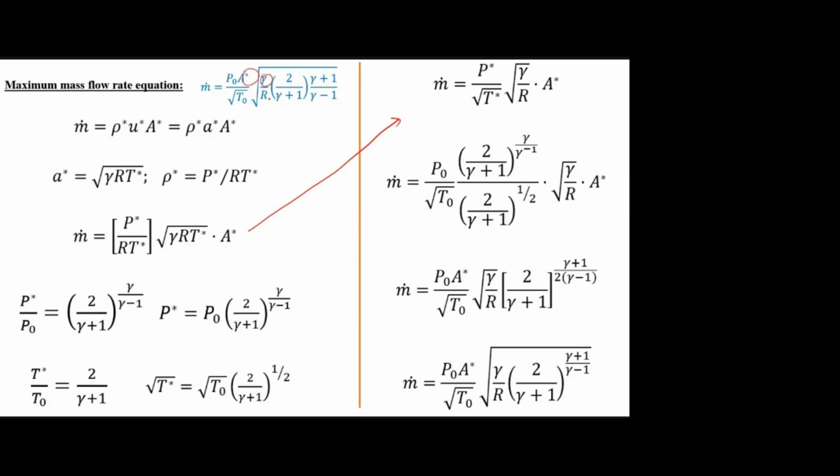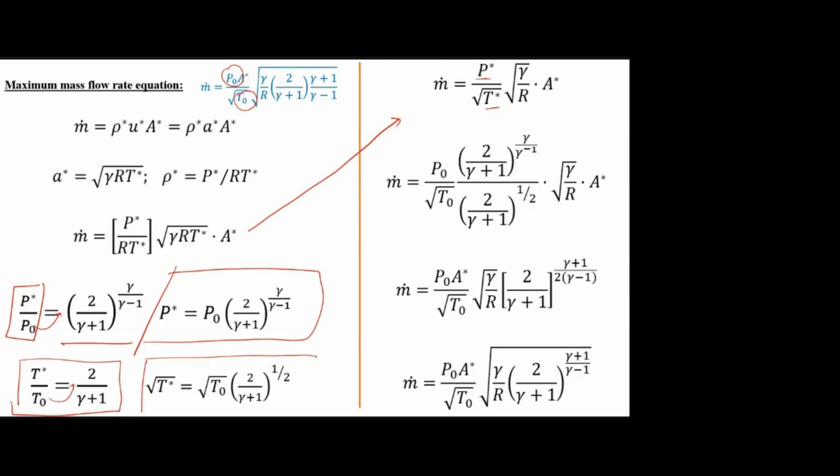So A star is there, gamma is there, R is there, but I don't want this P star, T star. Instead I need P naught, T naught. Again, the nozzle everywhere we are considering isentropic, so we know the relation between P star and P naught, T star and T naught. P star by P naught is this one from the isentropic relation. If you take P naught to this side, you will get this equation. Then T star by T naught: again if you take T naught to this side, you will get this equation. But here I have root T star, so they have taken root on both sides. Here instead of root they are taking power 1 by 2. So instead of P star, I'm having P naught, and instead of T star, I'm having T naught. Is that clear?